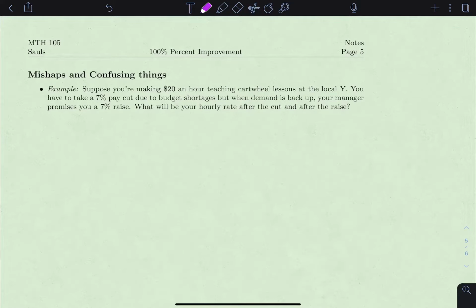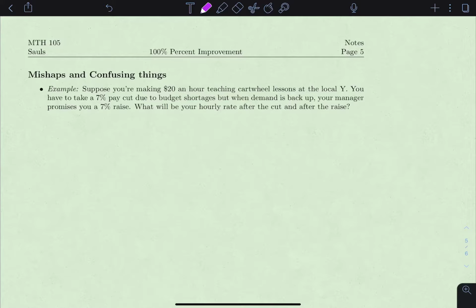Welcome. This is the fifth video of the percentage notes, and we're going to talk about common mistakes with percentages in this video. And the example we're going to work with will show that percents are not additive. See what that means? Let's just go to the example.